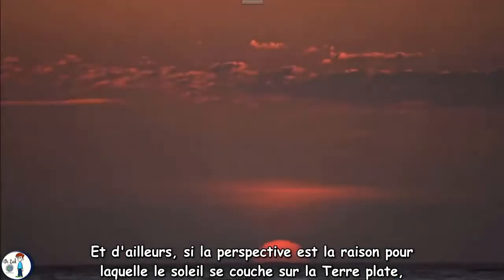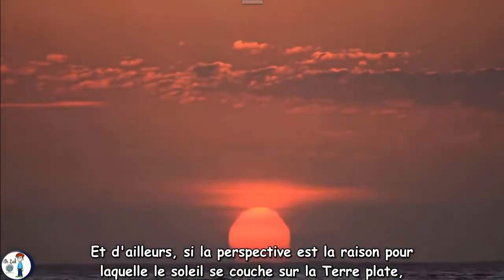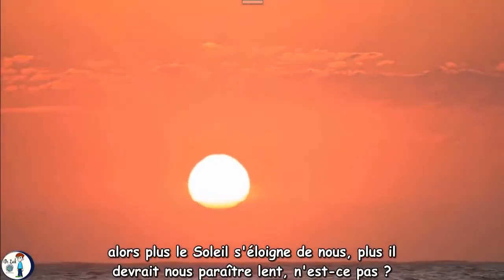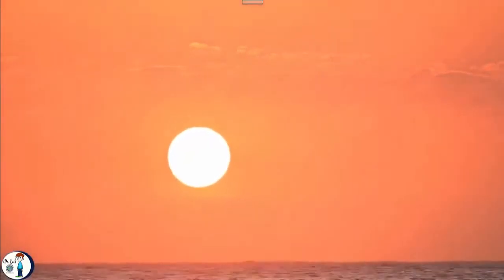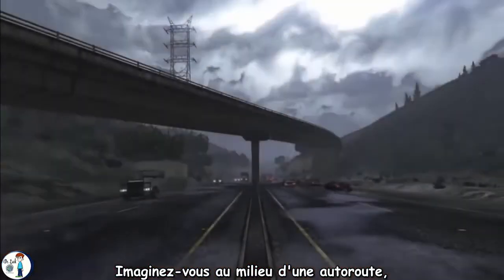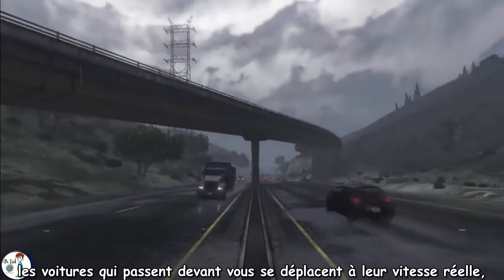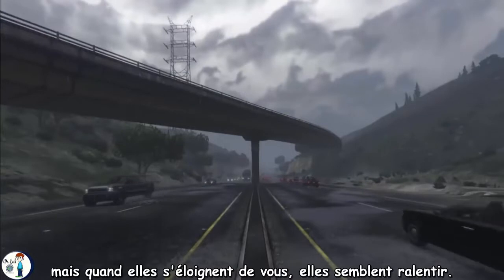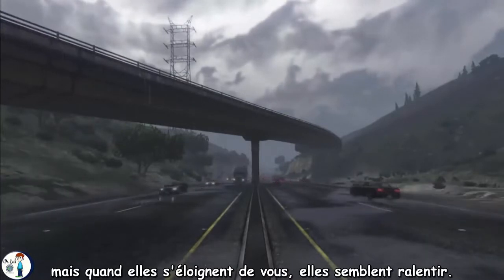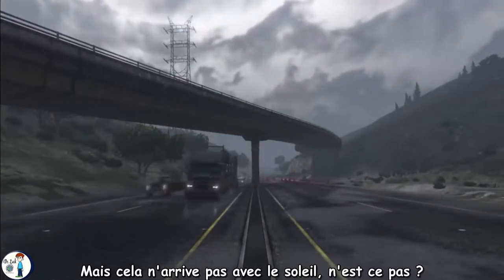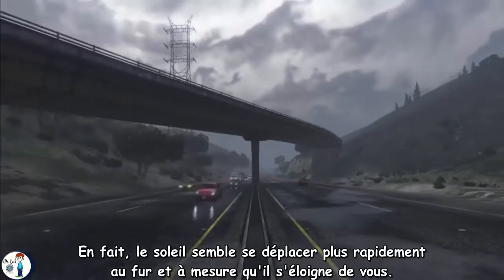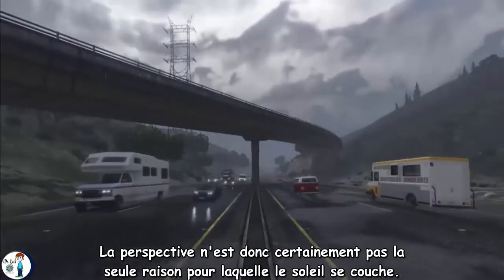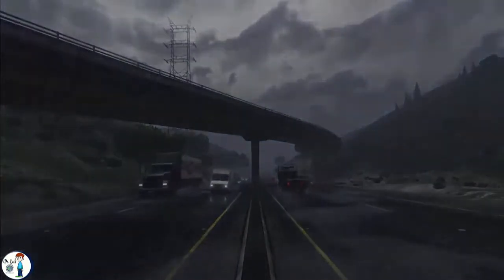And by the way, if perspective is the reason why the sun sets on the flat Earth, then the more the sun moves away from us, the slower it should appear to us, right? Imagine yourself in the middle of a highway. The cars that pass by you will be moving at their real speed. But as they move away from you, they look like they are slowing down. But that doesn't happen with the sun, right? In fact, the sun appears to travel faster the more it moves away from you. So perspective is definitely not the only reason why the sun goes down.